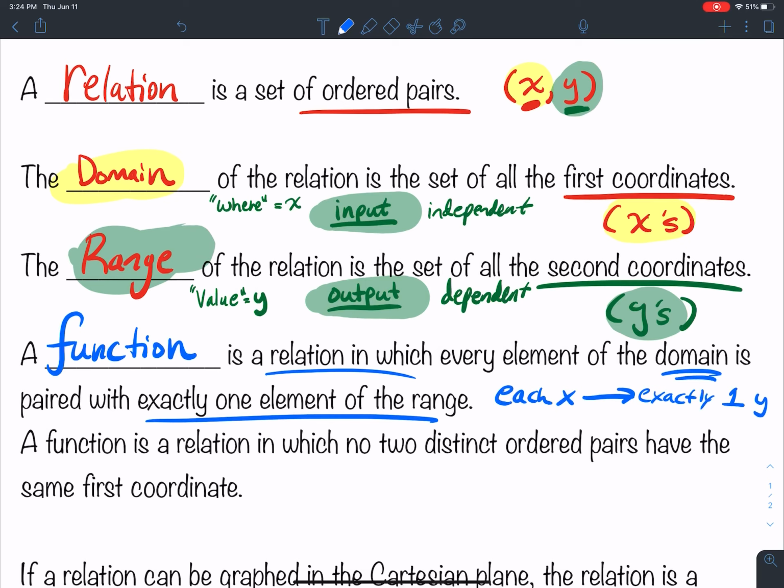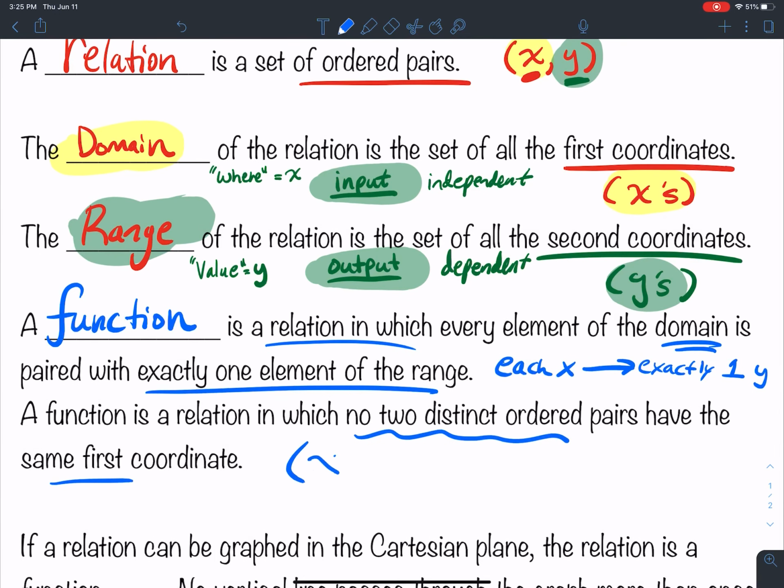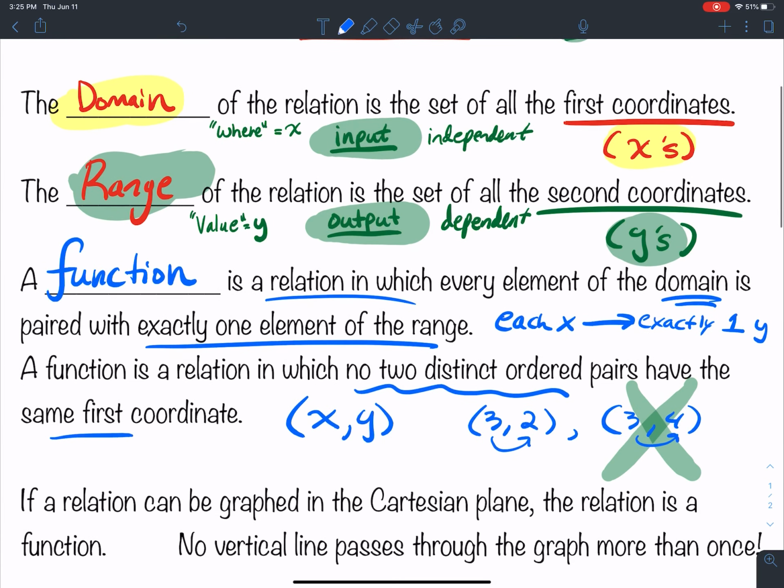A function is a relation in which no two ordered pairs have the same first coordinate, meaning you can't have an x, y where it's 3 comma 2, so 3 goes to 2, but then also 3 goes to 4. You can't have that. That's a no-no. What you could have though is 3 goes to 2 and then maybe 4 goes to 5. Those are different first coordinates going to different things.